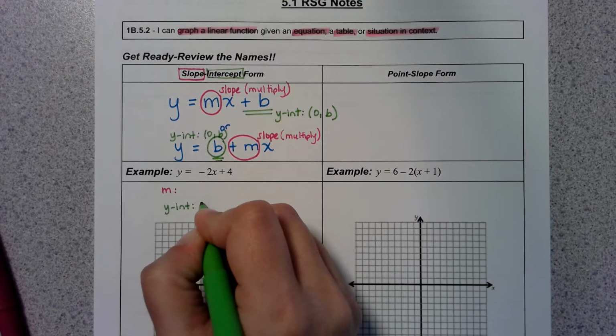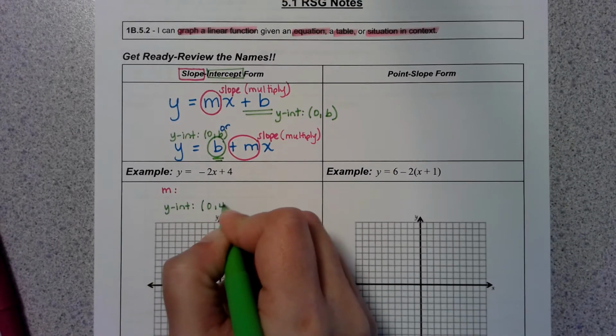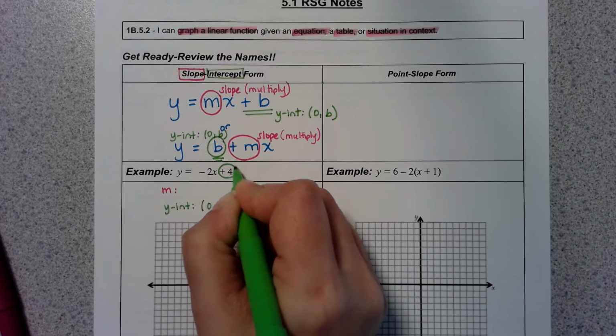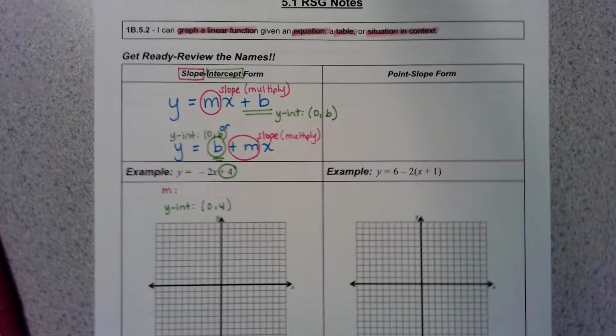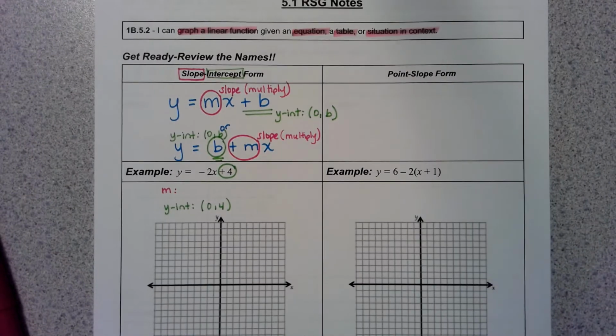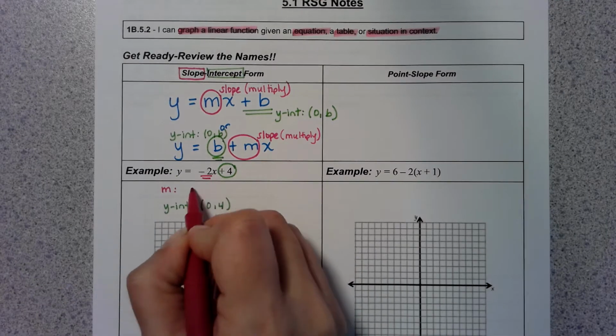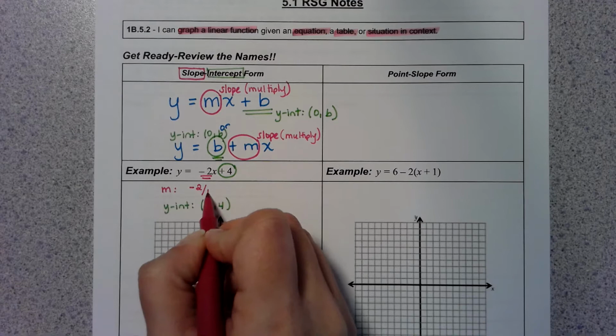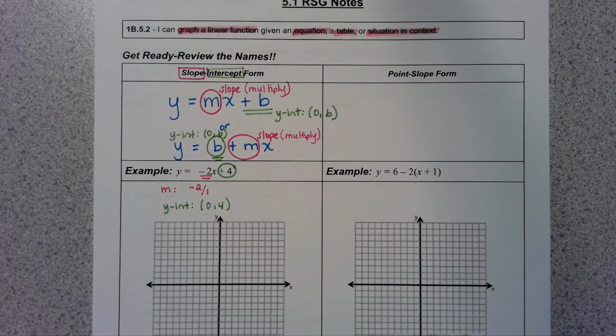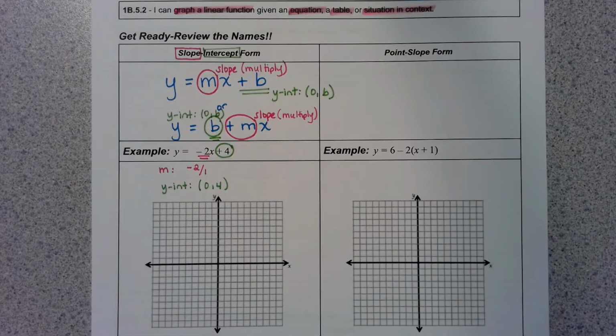So my y-intercept would be (0, 4), because the 4 is the b in this equation, and because the y-intercept always has an x value of 0, since it's on the y-axis. The slope would be the negative 2. Now, I like to write negative 2 over 1 because I know that slope is always rise over run.